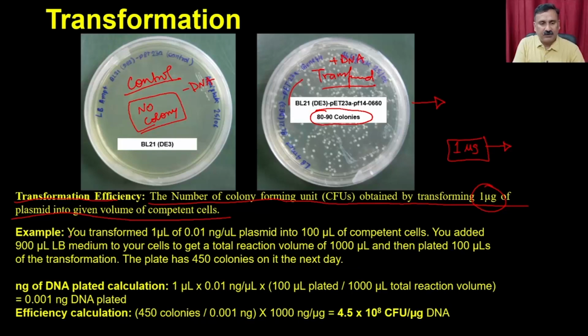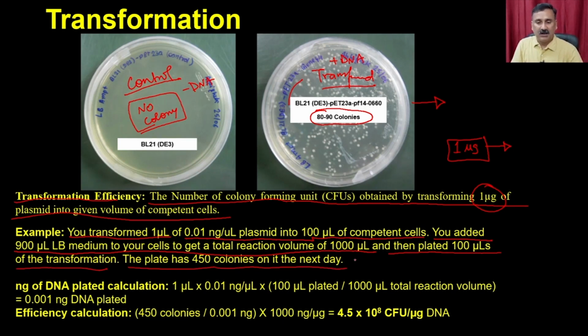For example, if you transformed 1 microliter of 0.09 microgram per microliter plasmid into 100 microliter of competent cells, you added 900 microliter of LB to your cells to get a total reaction volume of 1000 microliter, and then plated 100 microliter of the transformation. The plate has 450 colonies the next day, which means you have actually added this much amount of DNA, and this much was the reaction volume.